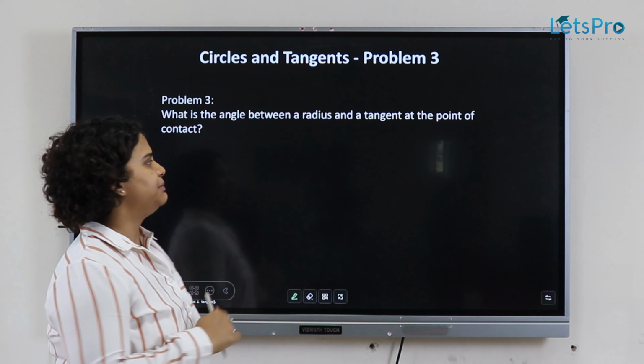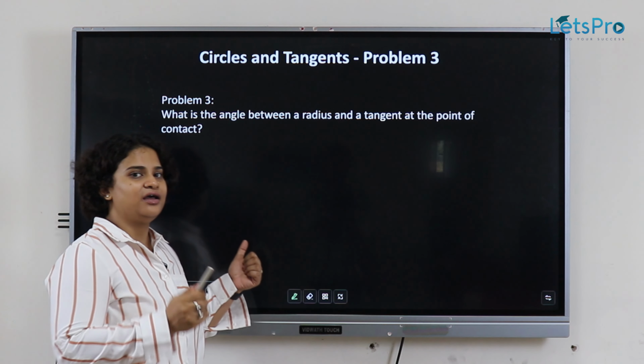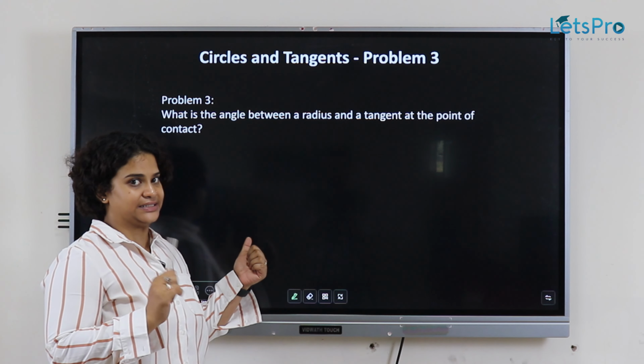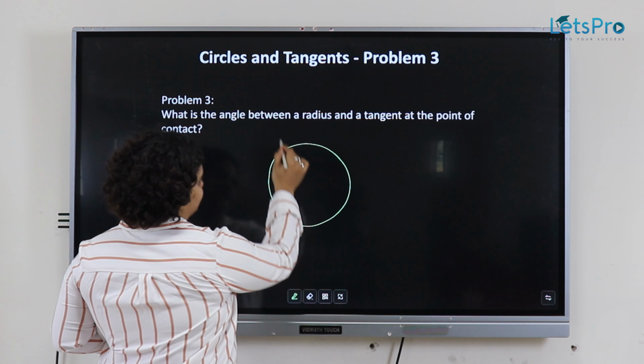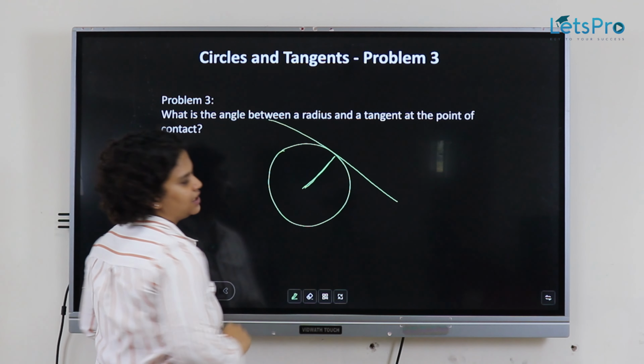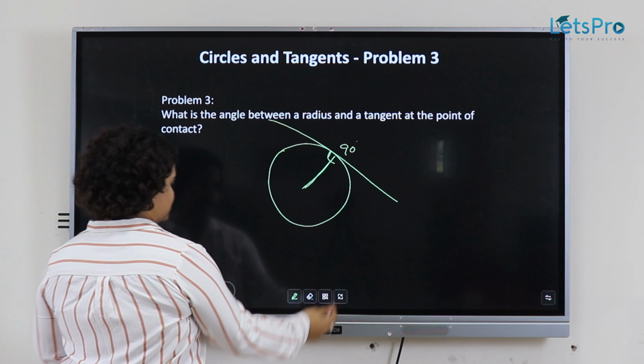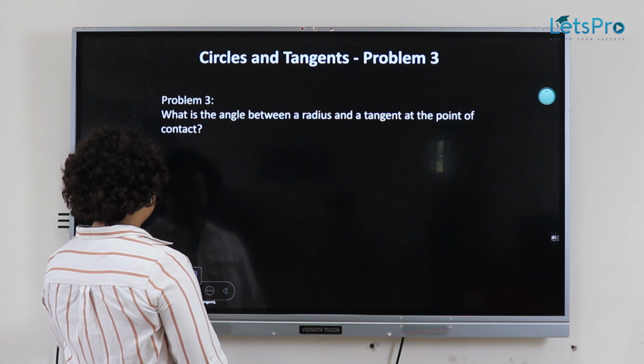What is the angle between a radius and a tangent at the point? This is a very direct question. This comes from the properties. I told you, remember, whenever there is a tangent like this, from here to here, if it touches, it is basically 90 degrees, right? So 90 degrees is our solution. Let's go to the next problem.